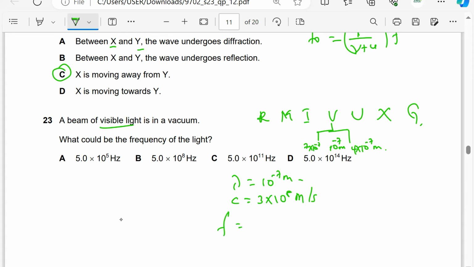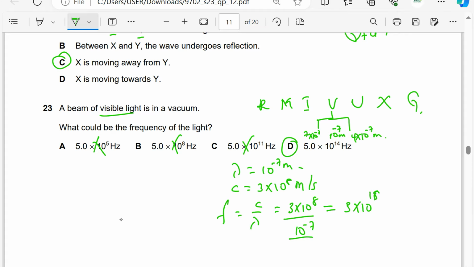So the frequency is going to be equal to c divided by lambda, which is 3 times 10 power 8 divided by 10 power minus 7. And when you press your calculator, I think this is going to be 3 times 10 power 15. So it means this is far, this is far, this is far. The closest is D. In fact, if I had put a number in front of 10 power minus 7, I would get power 14. So my answer is going to be D.